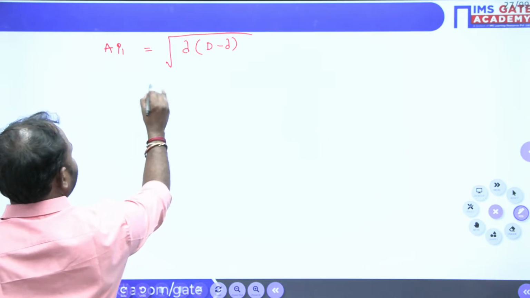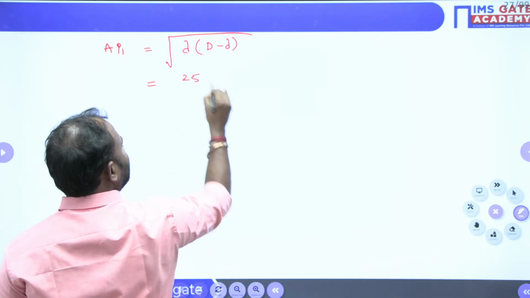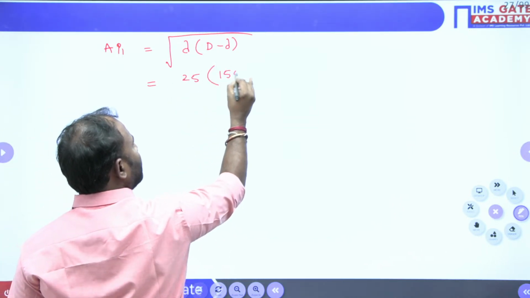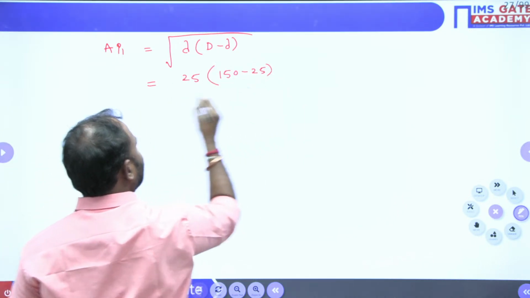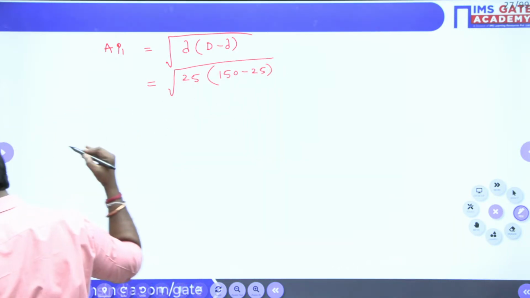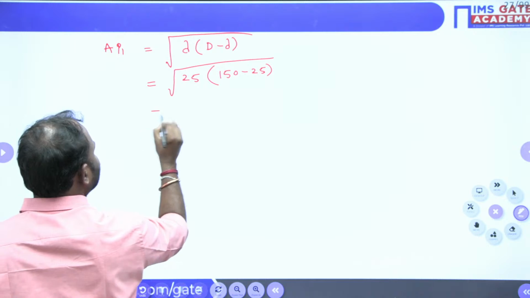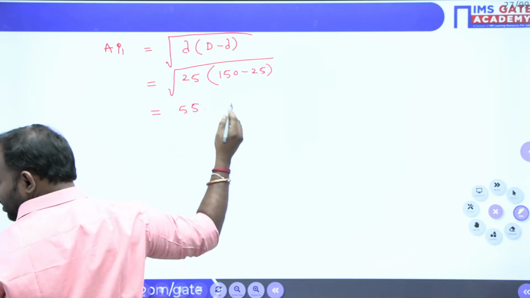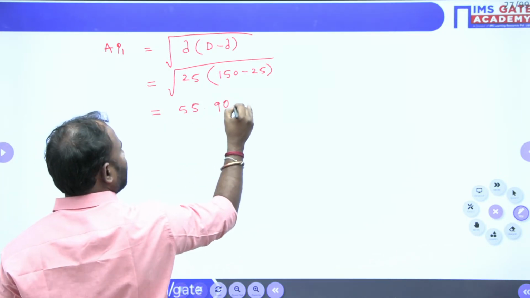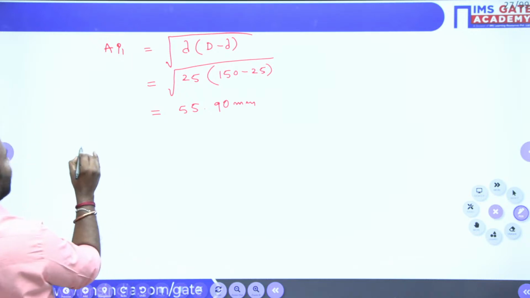Right, now the depth of cut is 25, into the diameter of the cutter 150 minus 25, under root. From there, I am going to get my compulsory approach as 55.90 mm. Now, the length of the tool travel.